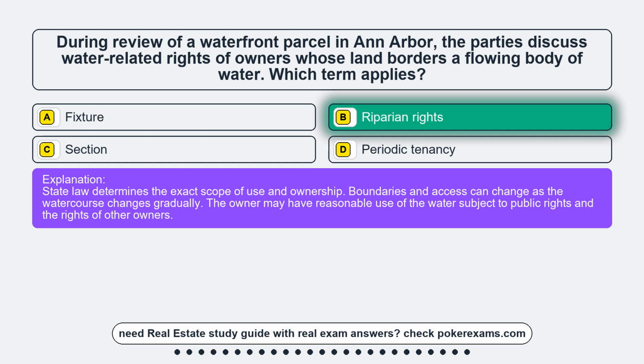State law determines the exact scope of use and ownership. Boundaries and access can change as the watercourse changes gradually. The owner may have reasonable use of the water subject to public rights and the rights of other owners.